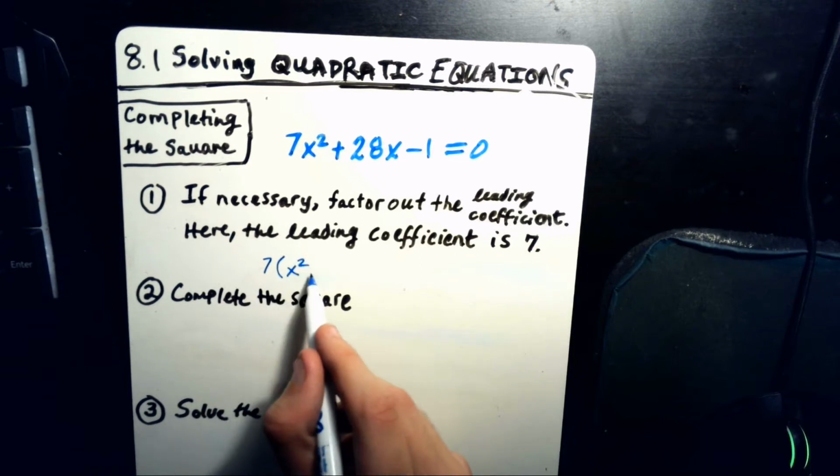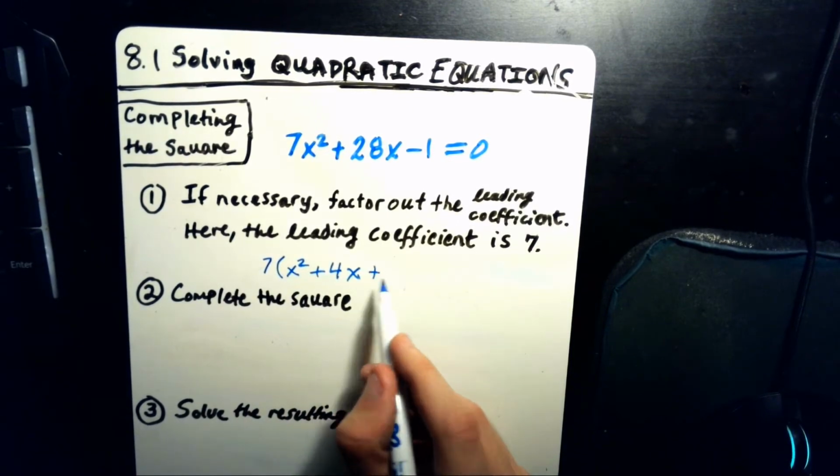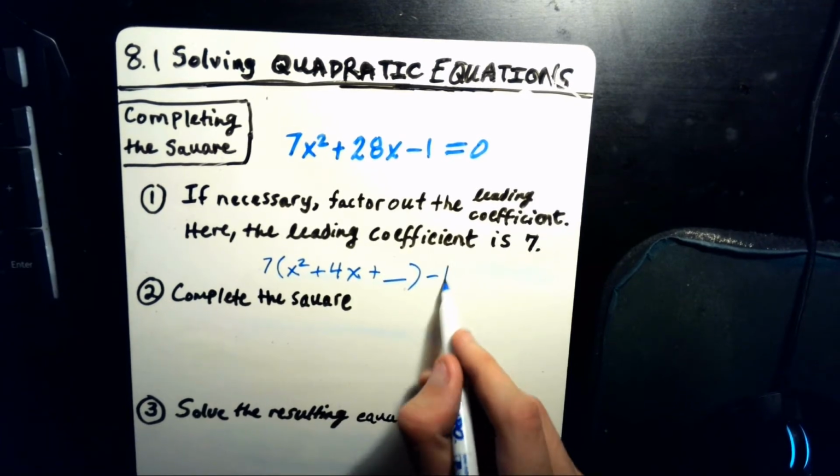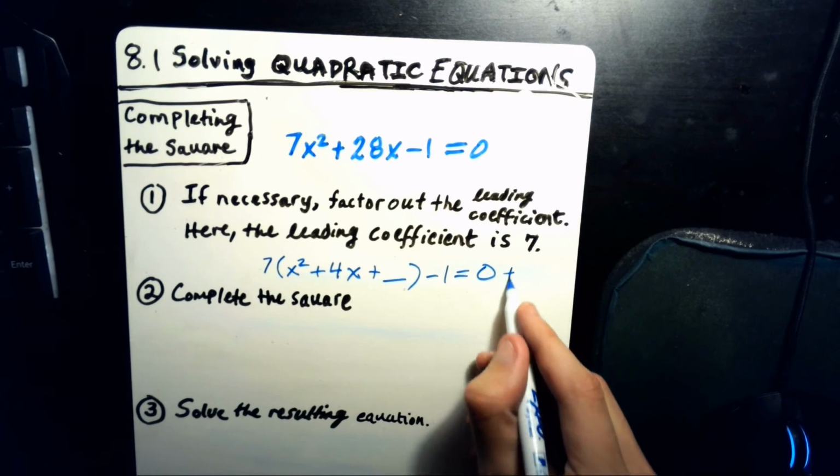We factor out of the first two terms. And then I'll leave a plus, a blank. I'll carry down the minus 1. And then I'm going to write 0 plus blank.